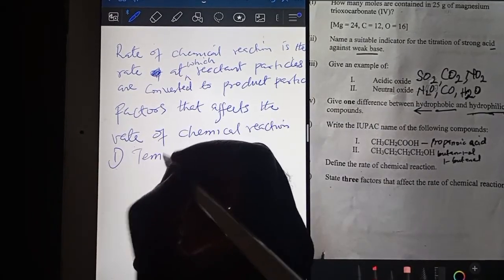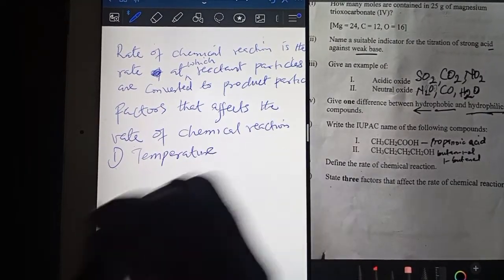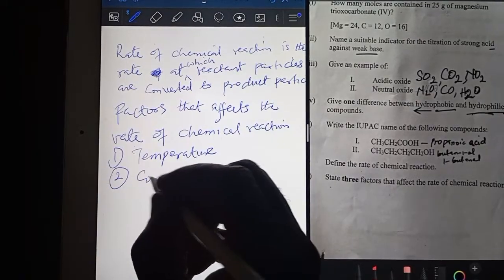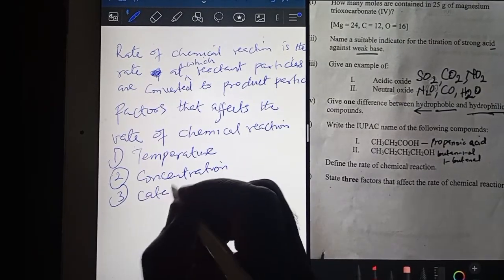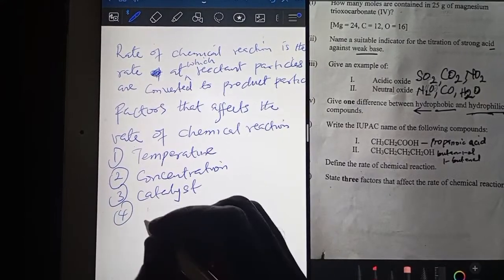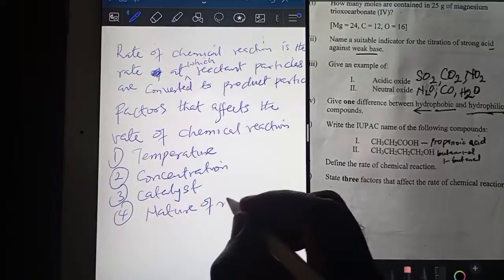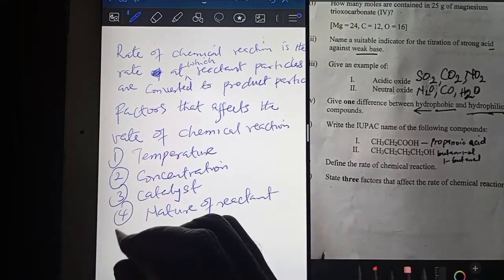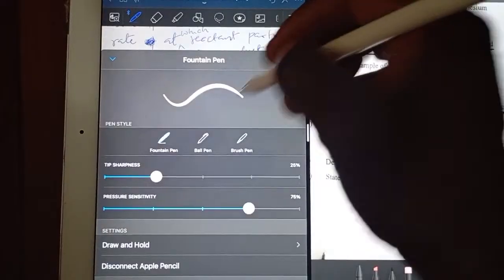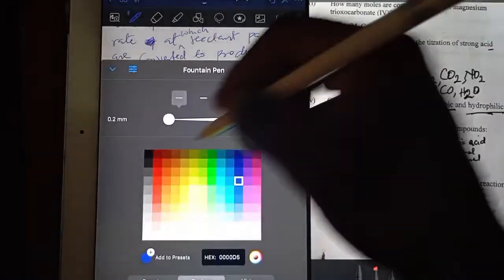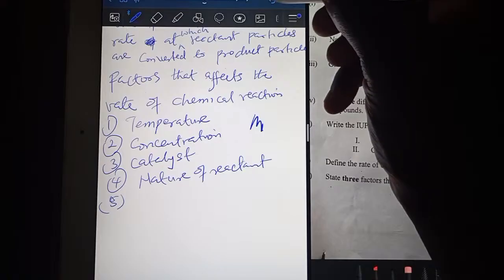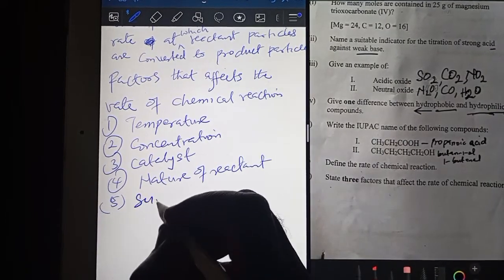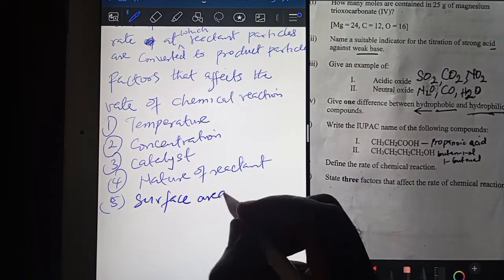Number 1, temperature. Then number 2, concentration. Number 3, catalyst. Number 4, nature of reactants. Nature of reactant particles. Number 5, we have surface area, and so on and so forth.